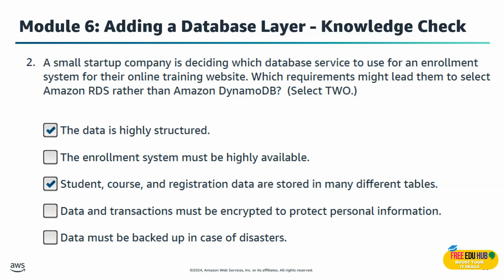The second answer is that student, course, and registration data are stored in many different tables. The reason is that multiple related tables with joins point to a relational model. Again, RDS is a contender. Let's see the other options.